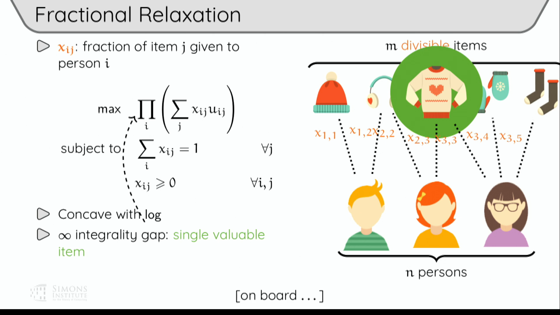So the thing that's causing this problem is that we're not taking into account the fact that each item has to be allocated exactly once. So let me erase this part.